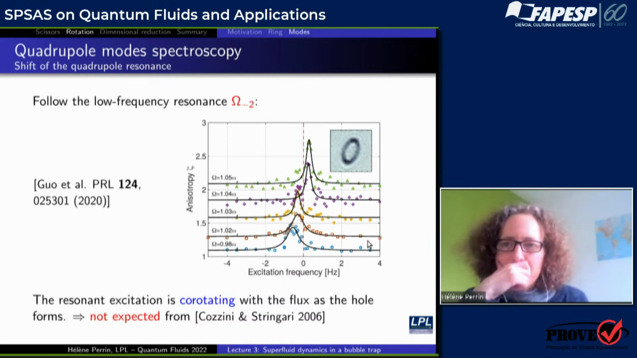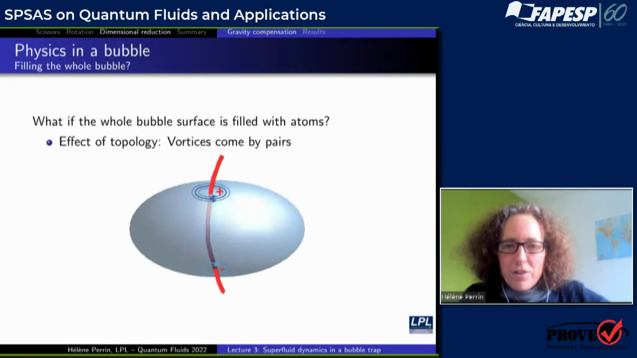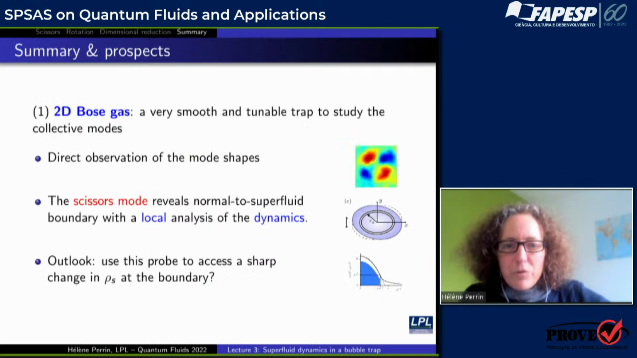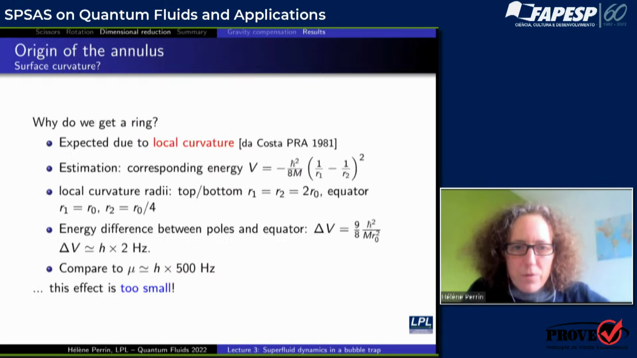Yes. The other question is more about your future perspectives. I was wondering, how are you going to use the scissor modes to connect to the superfluid density that you mentioned? Okay, so it's not evident. It would require some additional theory to do that, because we may wonder that maybe at some point here, you know, so it's more this graph, the frequency is already a little bit affected.